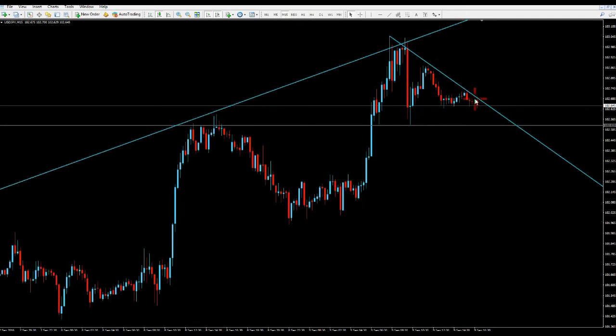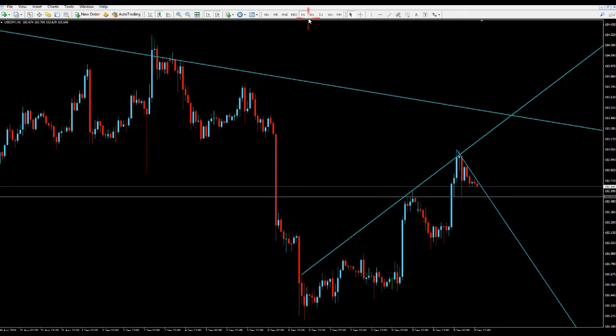So have your targets ready and then trade accordingly. You can't predict the markets, but you can predict the targets. So whichever target it's moving towards, you can trade accordingly. So wait for markets to open and then trade accordingly. So these are my lines.